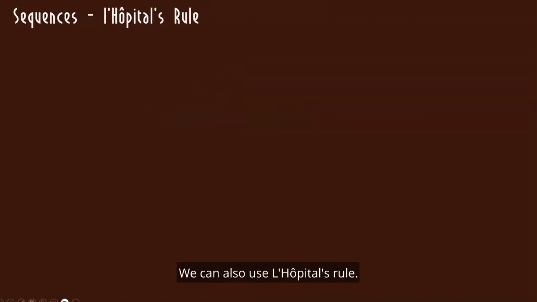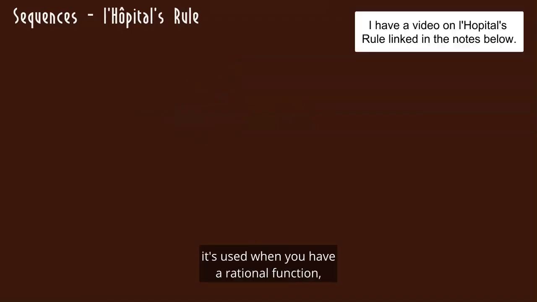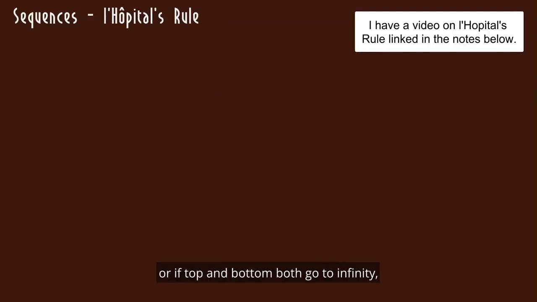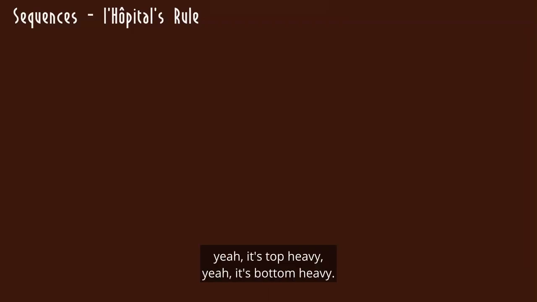We can also use L'Hopital's rule. If you haven't seen it, it's used when you have a rational function, and if the top goes to 0 and the bottom goes to 0, or if both top and bottom go to infinity, you can use L'Hopital's rule, which is take the derivative of the top and the derivative of the bottom and take the limit of that new quotient. Typically, if we have a rational function, we can look at it and see it's top heavy or bottom heavy, so we know it's going to infinity or 0.